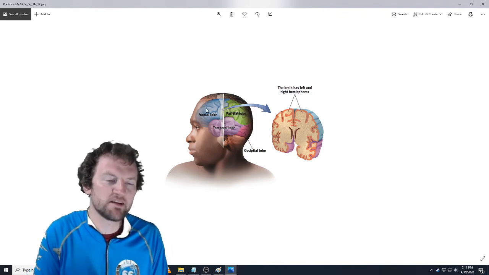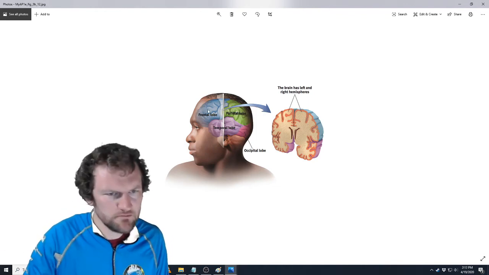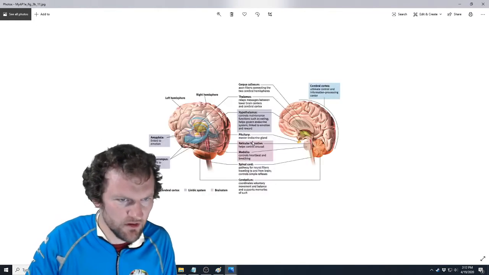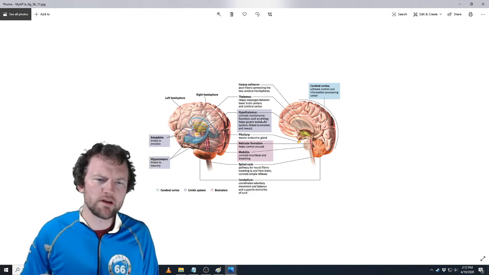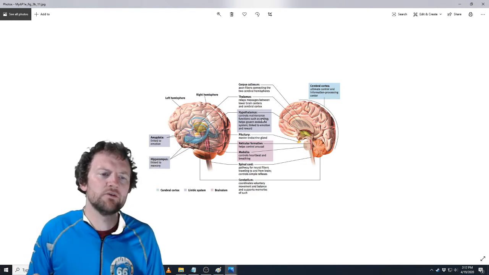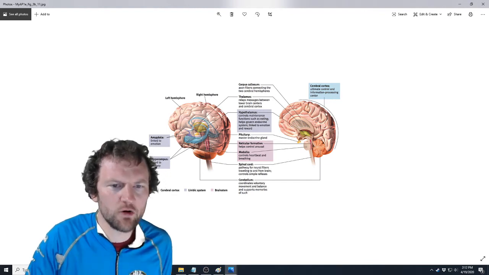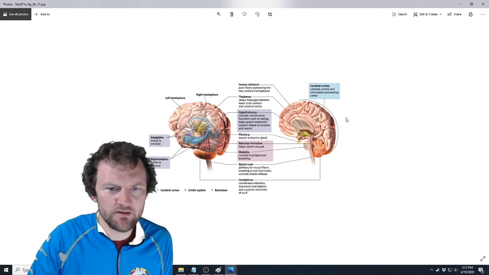Frontal lobe, complex decision-making generally. Occipital lobe has to do with vision generally. The limbic system is like the system of organs inside of your brain, and I'll talk about some of the most common ones. There's the corpus callosum again, connecting the two hemispheres.